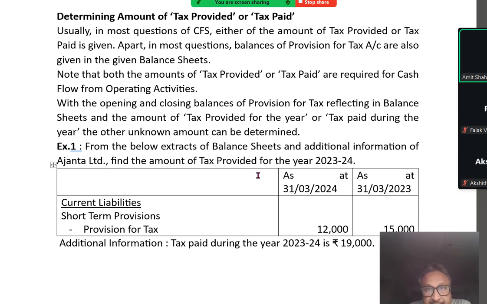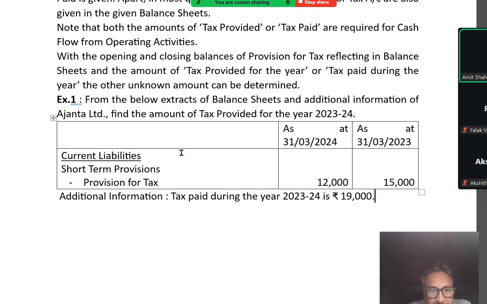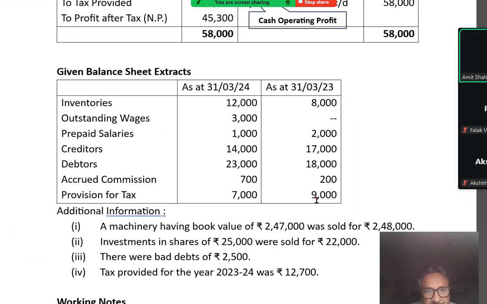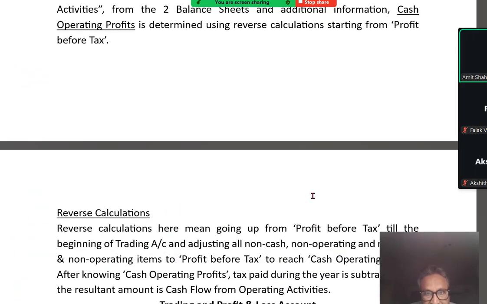So this is what we have been given. This is the extract of balance sheet of Ayanta Limited as at 31st March 2014 and as at 31st March 2013, where we have been given the balances of provision for tax. And in additional information, we have been given the amount of tax paid during the year 23-24. So you will prepare provision for tax account and working notes as I prepared in my previous example.